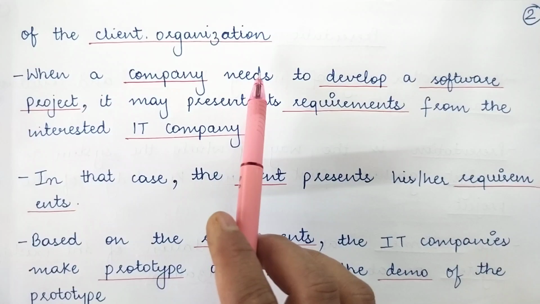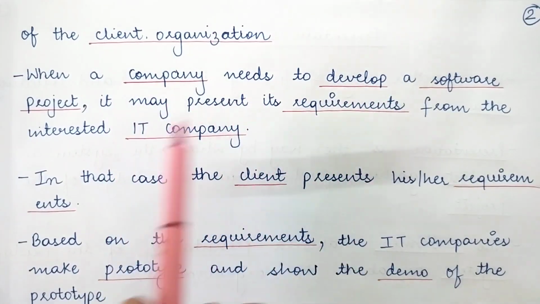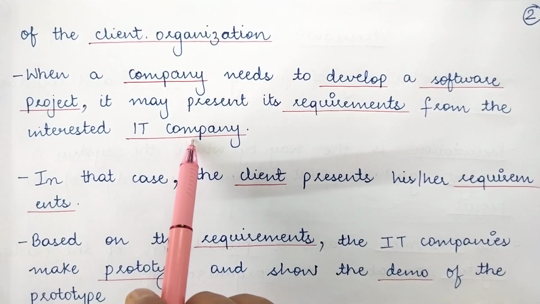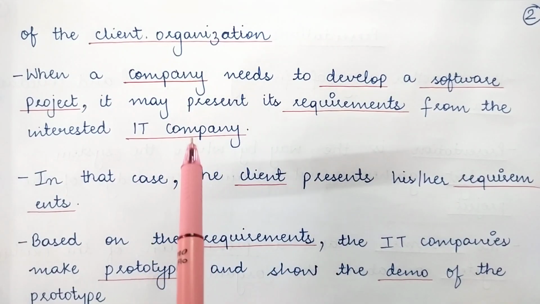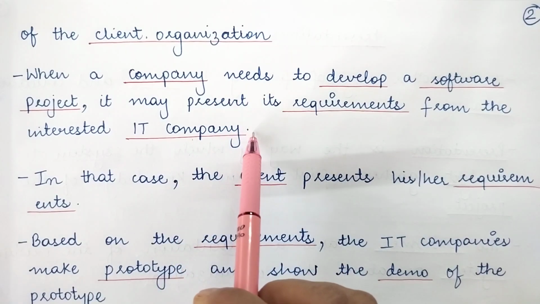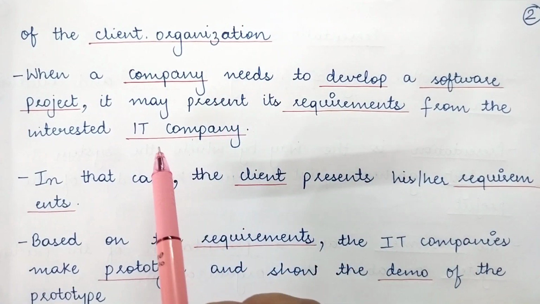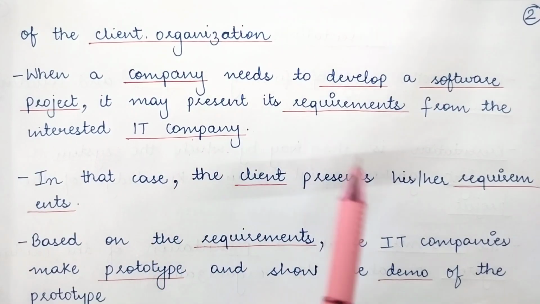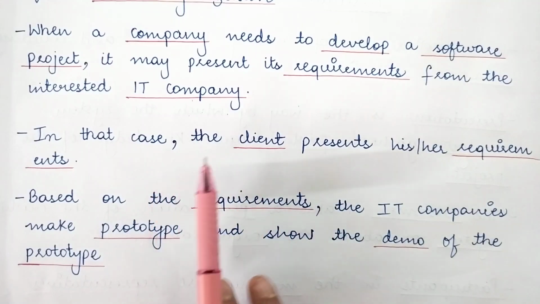Now, when a company needs to develop a software project, it may present its requirements to the interested IT company. So when an organization or a company needs to develop a new software project or new information system, it goes to the system analyst or the IT company with its requirements. Now these requirements are presented during the presentation by the client side to the IT company. In that case, the client presents his or her requirements.